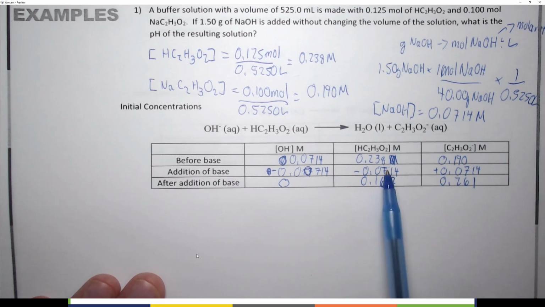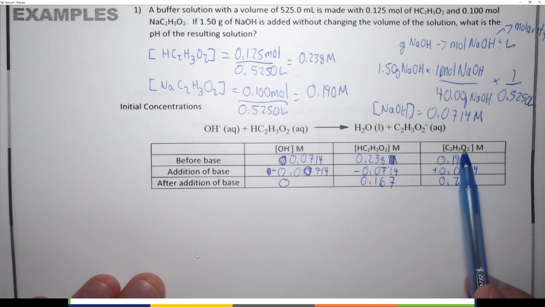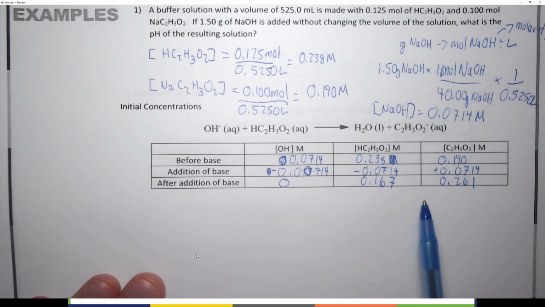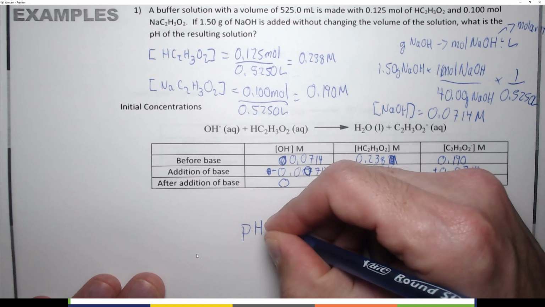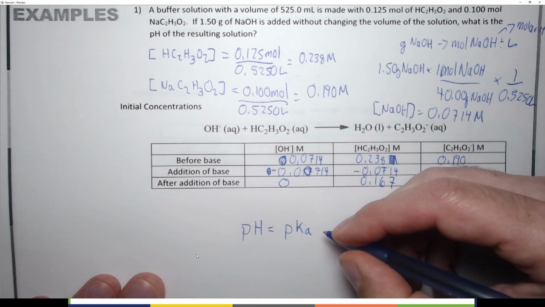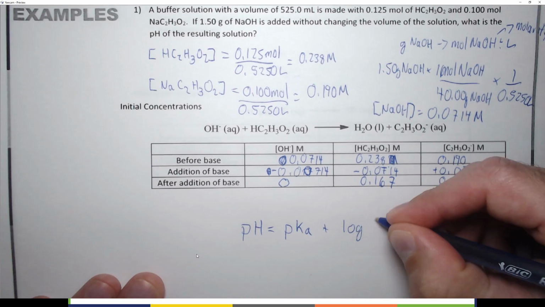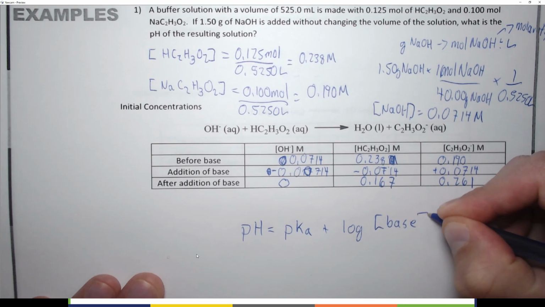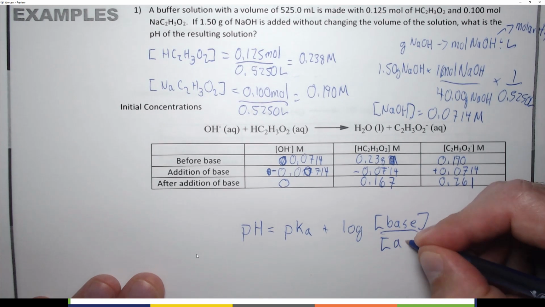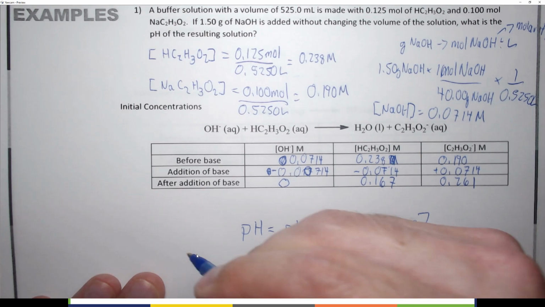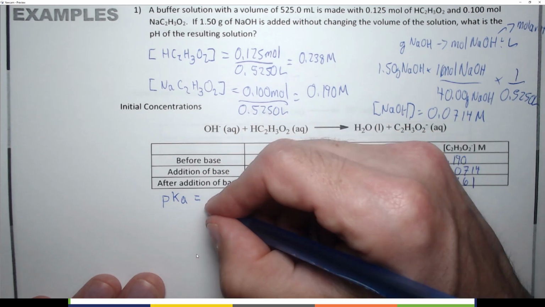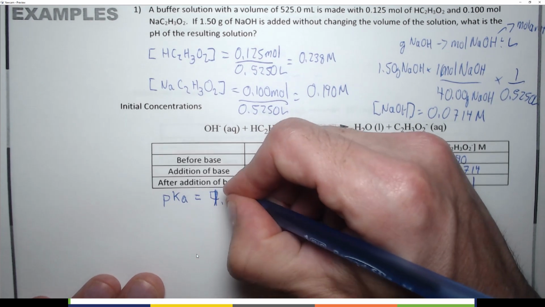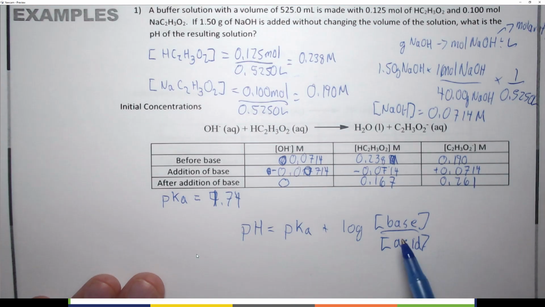Now I have the concentration of acetic acid. I have the concentration of acetate, and I can now solve the Henderson-Hasselbalch equation. So the pH equals the pKa plus log of the concentration of base over the concentration of acid. Now, in the solutions manual, it tells you that the pKa equals 4.74, which I deleted when I deleted this to make this video.